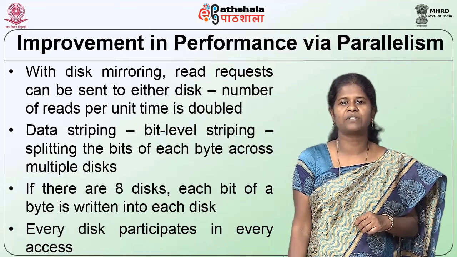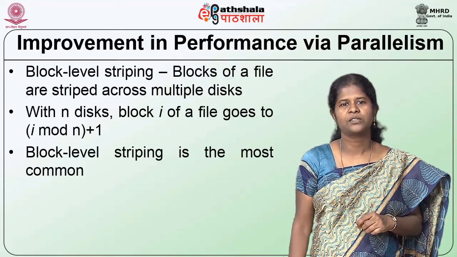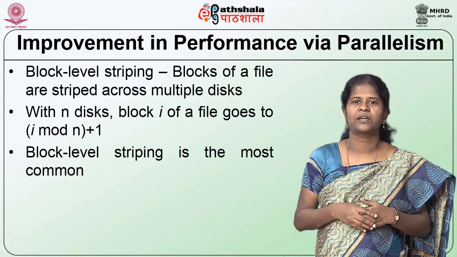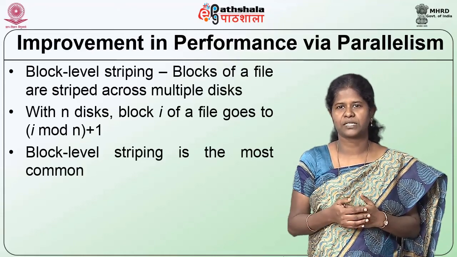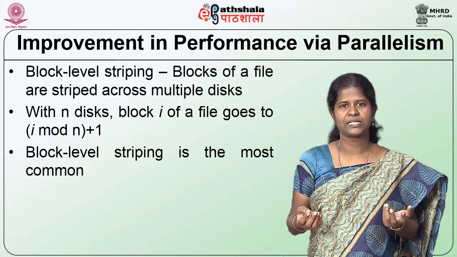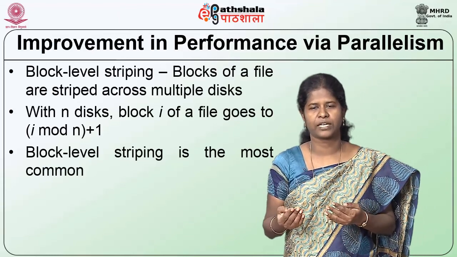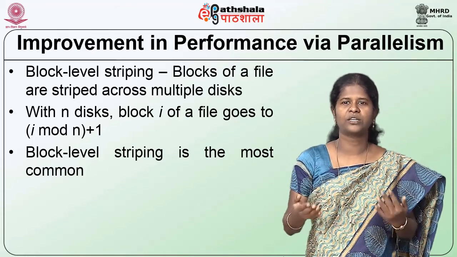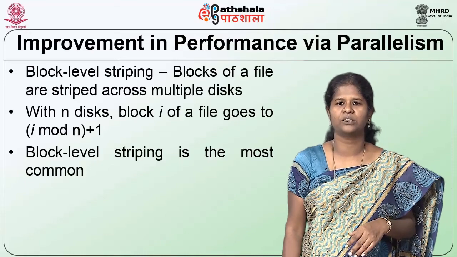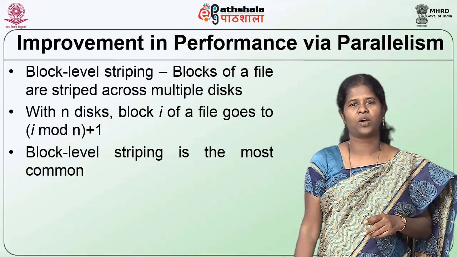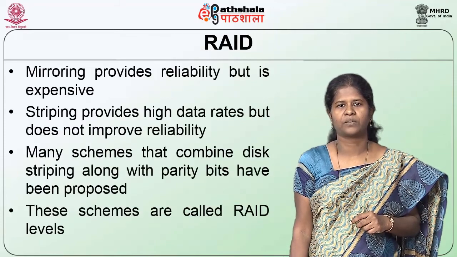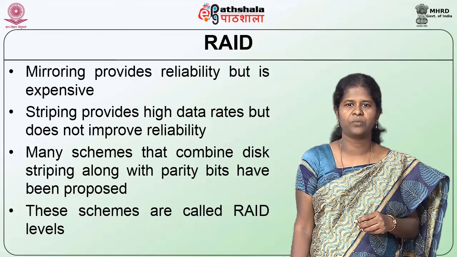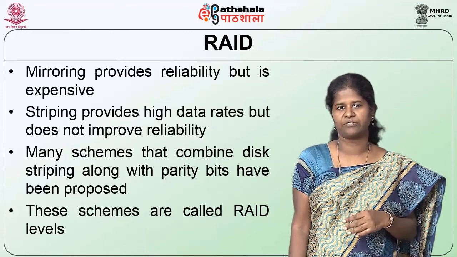And so, here every disk will participate in every access. You can also do block level striping. In block level striping, blocks of a file are striped across multiple disks. Say you have 4 disks. On the first disk you write the first block, on the second disk you write the second block, on the third disk you write the third block, and so on. Here also, while reading and writing, you can improve the speed, and block level striping is the most common one. And we see that mirroring provides reliability, but is expensive because it maintains redundant information.